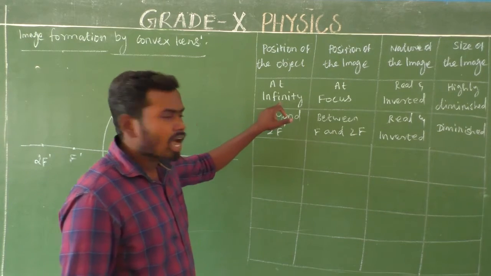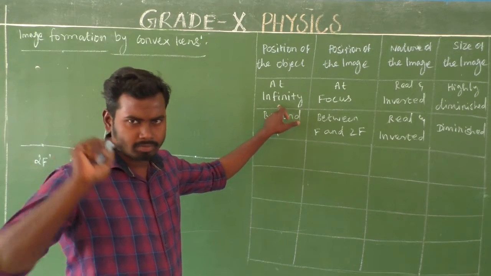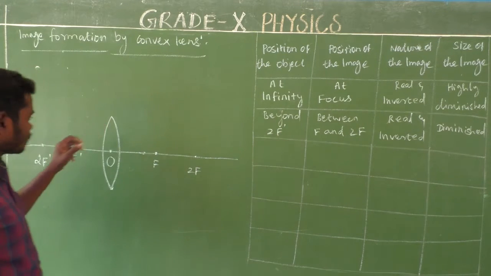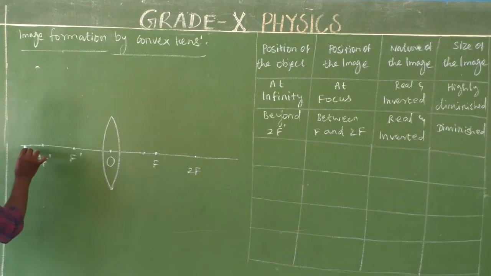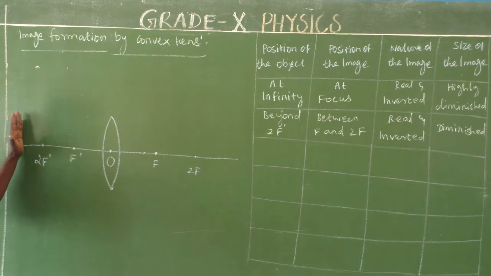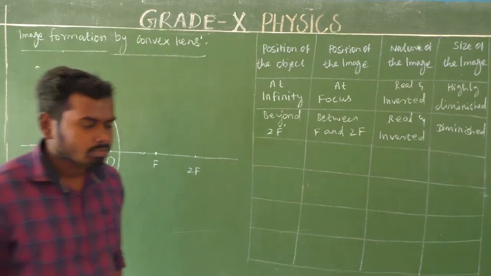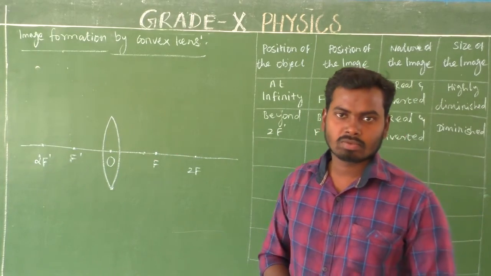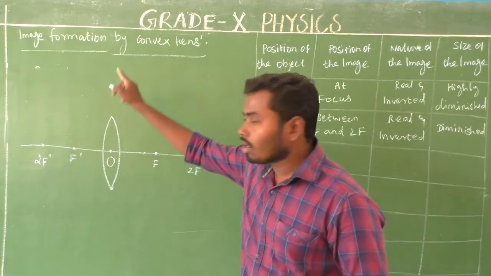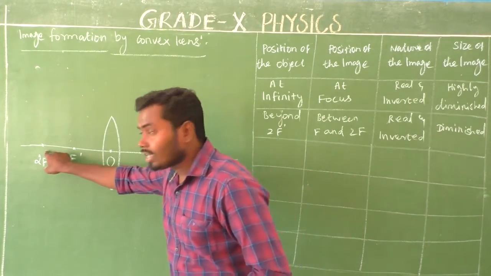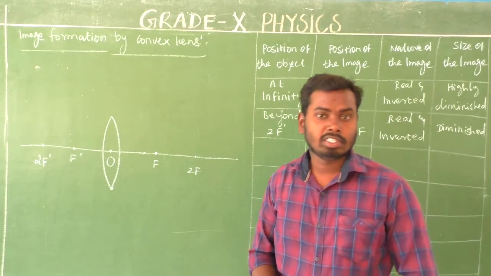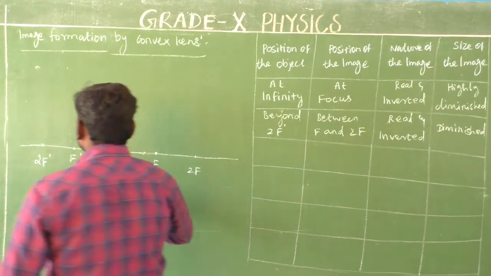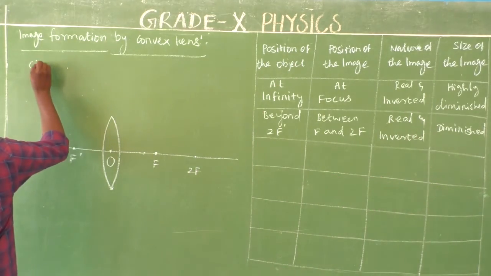In the first case, I placed the object at infinity. In the second case, I placed the object beyond 2f dash. This is 2f dash. Next, where am I going to place the object? At 2f dash.